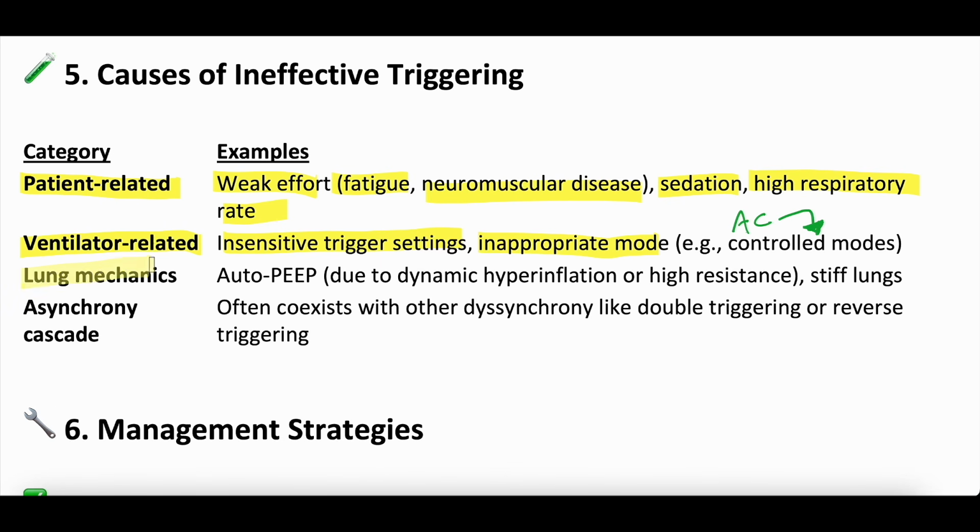Lung mechanics, such as Auto-PEEP, creating that intrinsic PEEP, which then leads to the patient's inability to overcome that intrinsic PEEP to get a breath triggered. And often asynchrony things coexist. If there's other desynchrony like double triggering or reverse triggering, these in general can lead to changes in intrinsic PEEP and volumes delivered, and all these can lead to ineffective triggering too. So desynchronies often come together. We've talked about double triggering and reverse triggering and flow starvation on the channel before. Another shout out for that playlist of mechanical ventilation linked in the description.